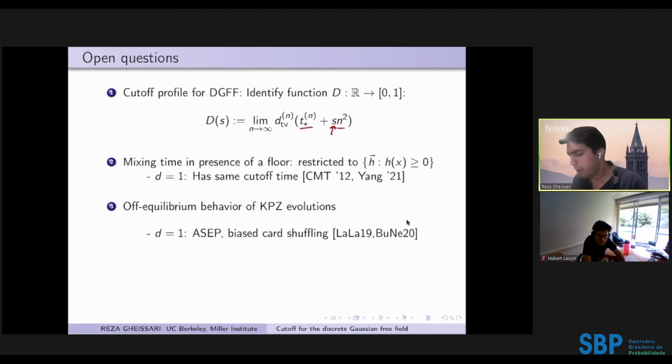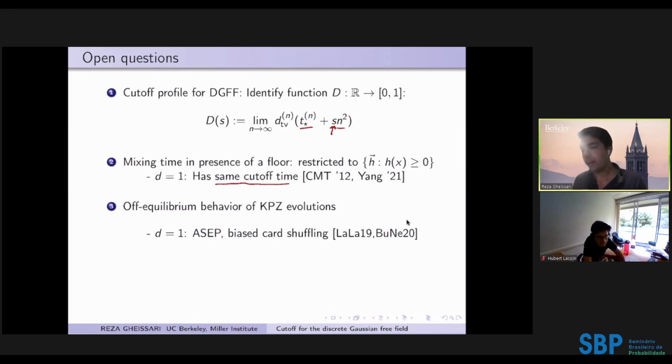A second question is, what about the mixing time in the presence of a floor? Suppose you don't allow the Glauber dynamics to make any updates that send its height to be negative, so it always has to be positive. This leads to a well-known entropic repulsion phenomenon for the discrete Gaussian free field. And the repulsion phenomenon is pretty different in dimension 2 than it is in dimension 1. In dimension 1, it was shown that the process has the same cutoff time, actually. But it's an interesting question to ask, does it have cutoff? Is it still n squared log n? And is the cutoff time the same in dimension 2, for instance, where the repulsion plays a bigger role?